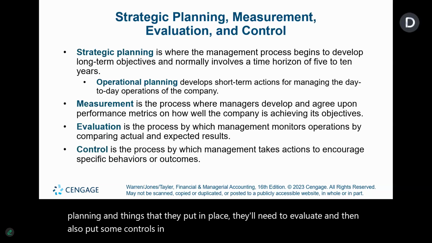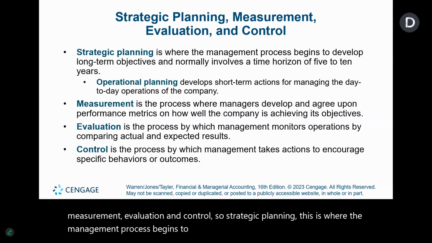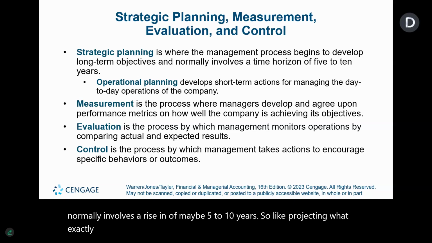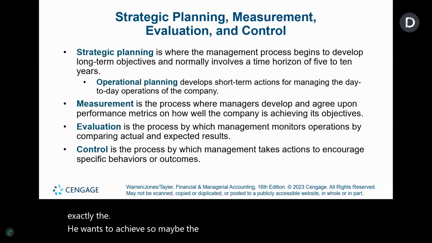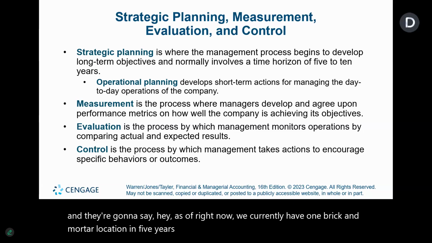So when it comes to strategic planning, measurement, evaluation, and control: strategic planning is where the management process begins, to develop long-term objectives. This normally involves a horizon of maybe 5 to 10 years, projecting what exactly the company wants to achieve. So maybe the company says, as of right now, we currently have 1 brick and mortar location. In 5 years, we want to have 3. In 10 years, we want to have 10.